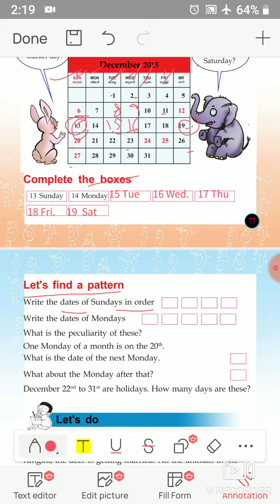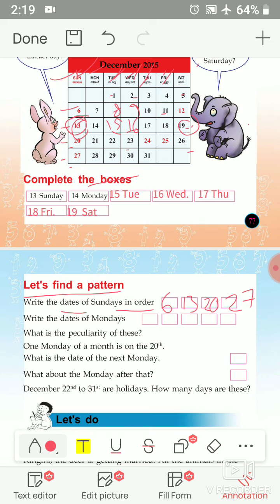Here we can see Sunday. How many Sundays are there? Yes, 6, 13, 20 and 27. And those dates we can write in these boxes in order. First Sunday in this month is 6. Then the second Sunday is 13. Then after 13, what is the date of that Sunday? Yes, 20. Then 27.